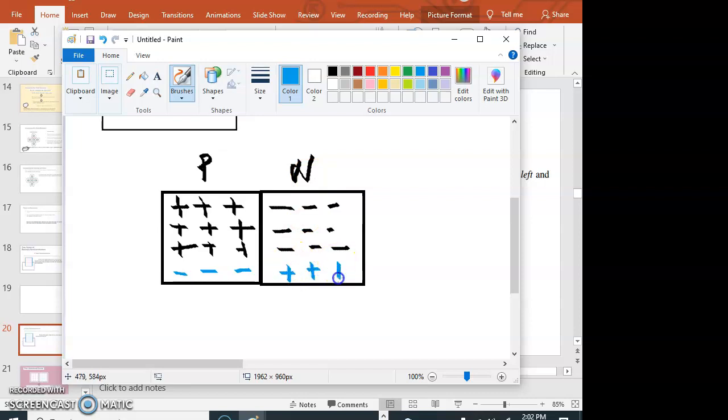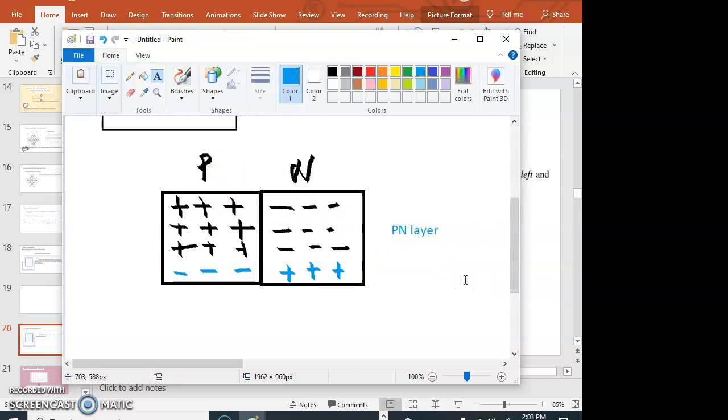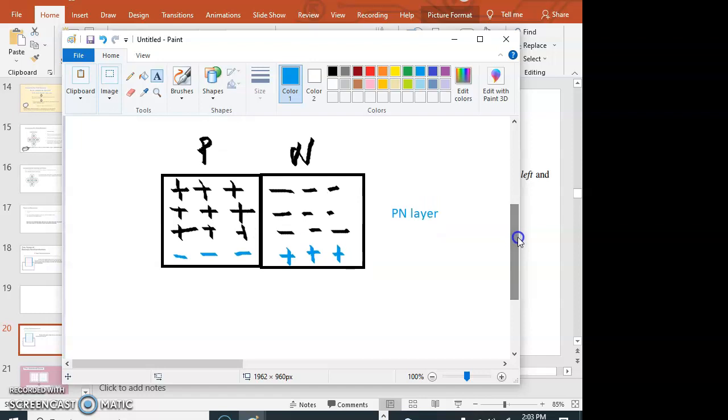Okay, so what do we have? We have now, class, what is known as a PN layer. So this is what is known now as a PN layer. It's a layer where the p and the n material are actually combined, or they are simply attached to each other.